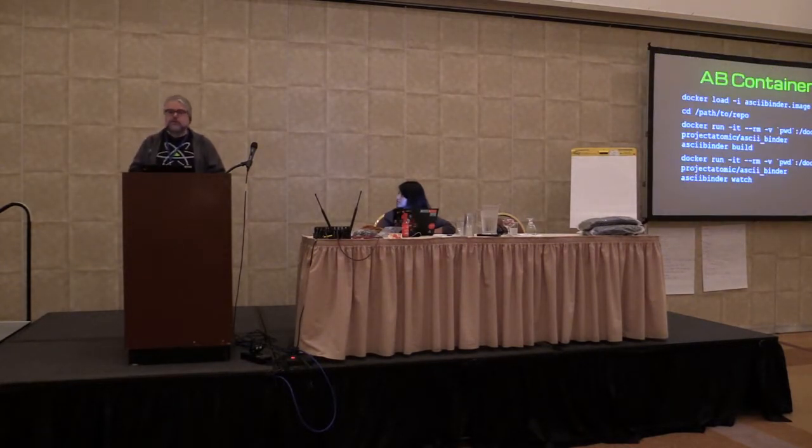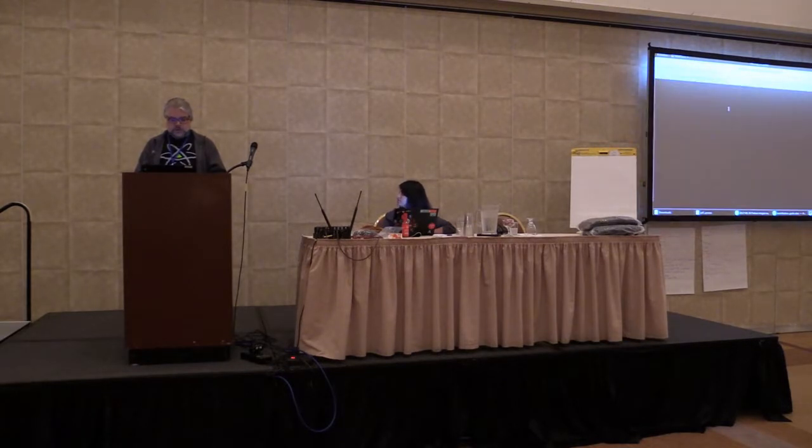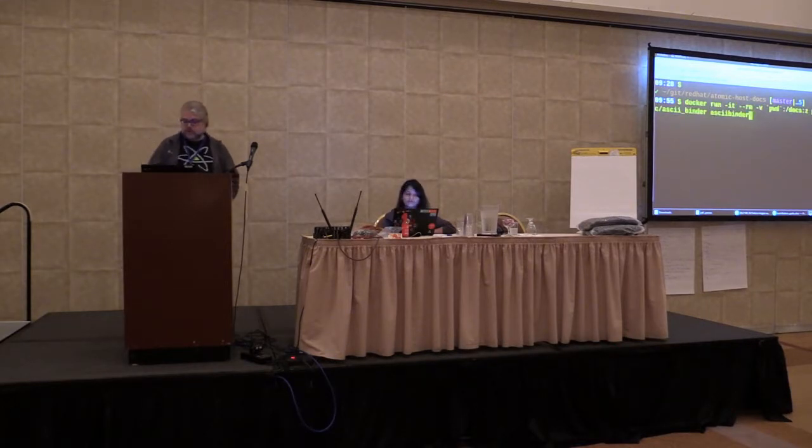So the first thing you would need to do is load this. That was a Docker export for the container. So you would do docker load of the AsciiBinder image, and that would put it in your image repository. Then you switch to the repository path, and for the rest of the commands, you treat that as a binary to run AsciiBinder. But you need to bind in your repo directory. So that's the command line from the contribution guide.